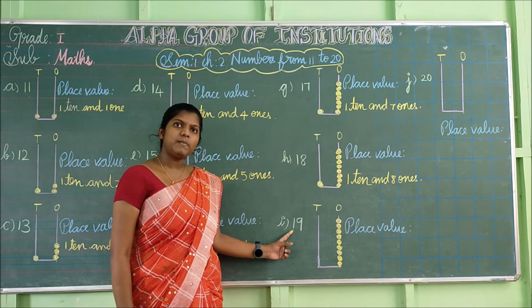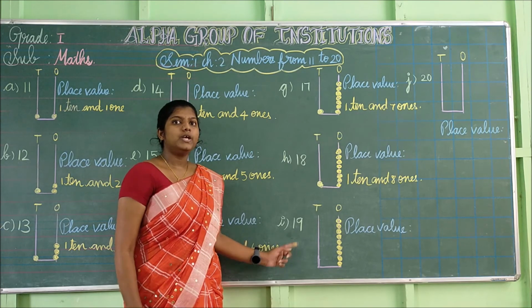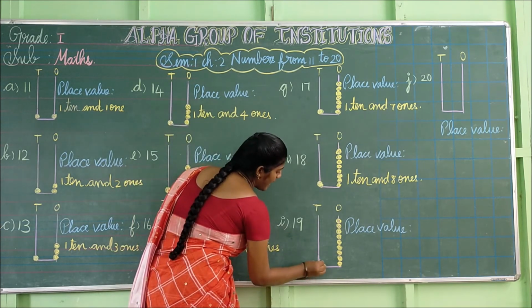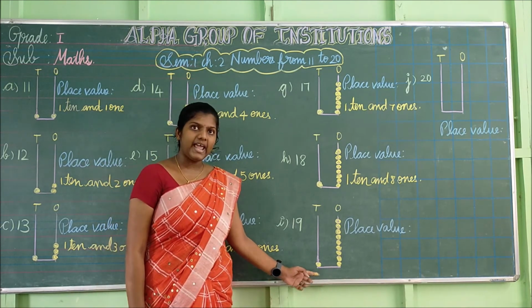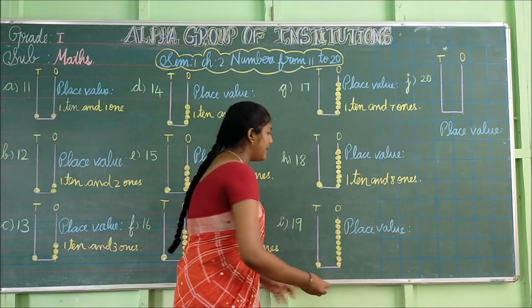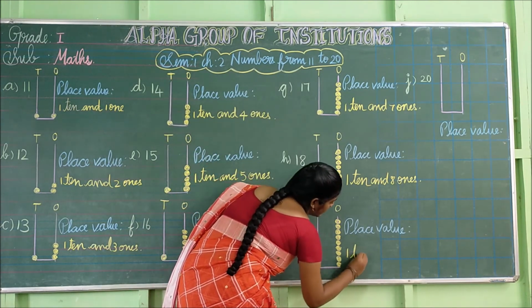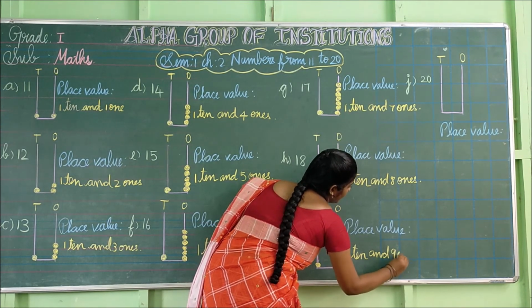Look at the tens place. What do we have? Yes, we have 1. So I am going to draw 1 bead. So here we have 1 ten and 9 ones. So the place value of the number is 1 ten and 9 ones.